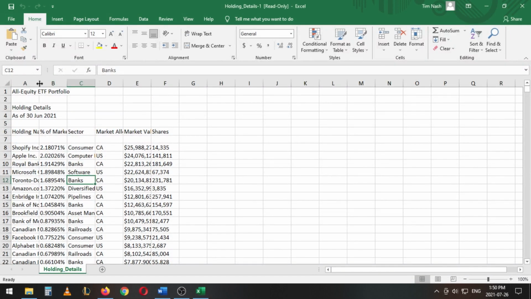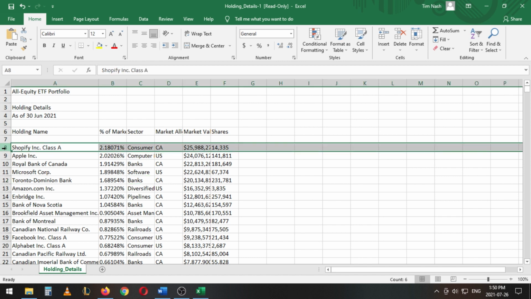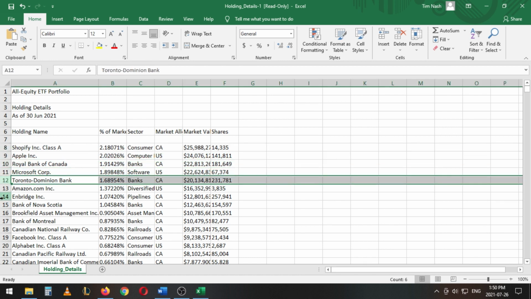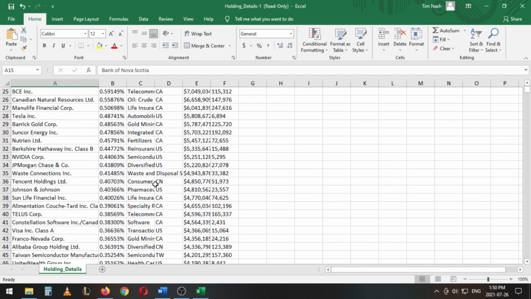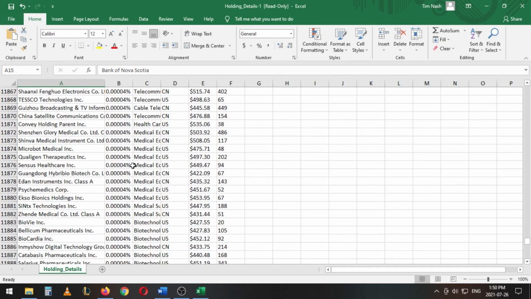I'm just going to make it a little bit bigger here so that we can see. So again, the top companies are going to be the top companies. The Canadian ones really do feature prominently because this ETF does have that home bias. But we can scroll down and we can legitimately see all the companies in here. It's kind of ridiculous. Obviously, this is the most diversified.